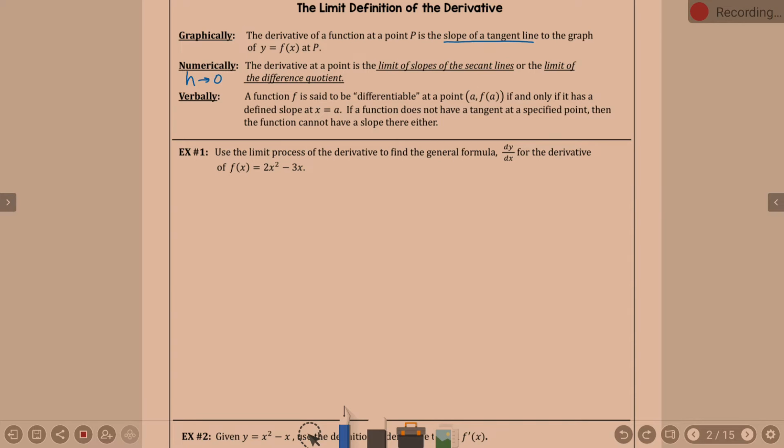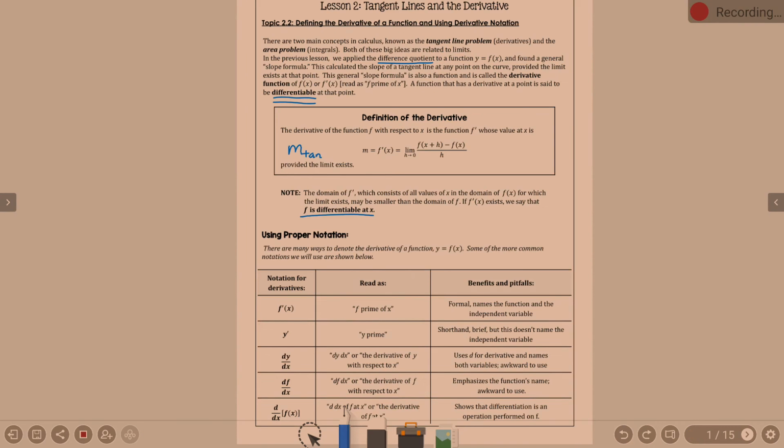Example 1. I feel like this is going to be old news. Use the limit process of the derivative to find the formula dy/dx for the derivative of f of x equals 2x squared minus 3x. So in other words, we're going back to this right here.